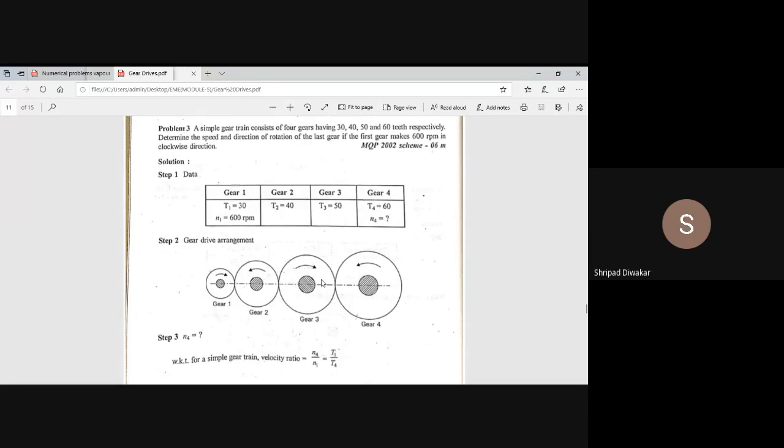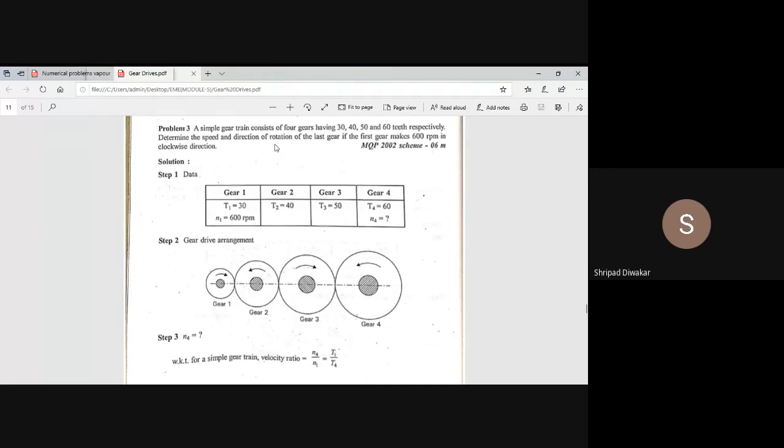Next problem you see, problem number 3. First you read the problem. A simple gear train consisting of 4 gears of 30, 40, 50 and 60 teeth respectively. So you see the number of teeth are in increasing order. That's why you have to draw 4 circles in increasing order. If there is a variation, you have to draw according to the number of teeth. That is called the gear arrangement.